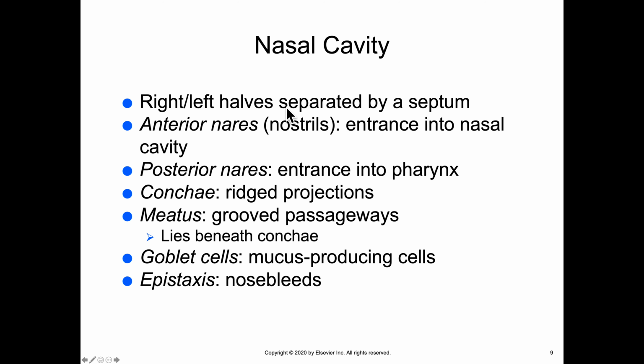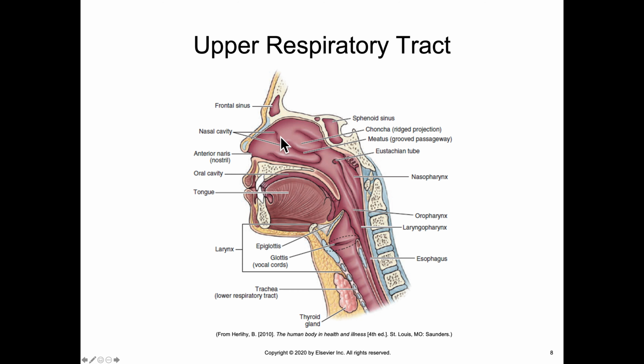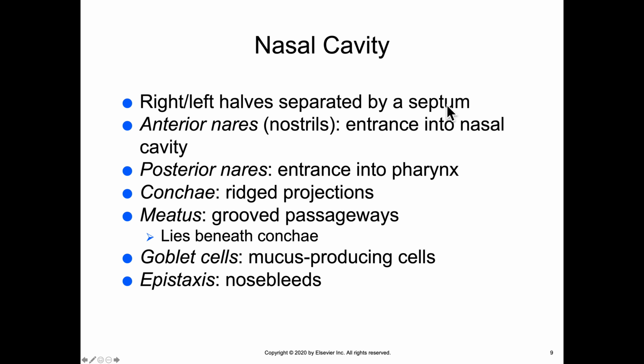There are right and left halves of the nasal cavity, so in your nose. Again, this whole portion is the nasal cavity. They're separated by your septum. I have my septum pierced. That's what that piercing is on your septum. The anterior nares, the nares are your nostrils, the entrance to the nasal cavity. You have posterior nares, which are just, again, openings to the pharynx.